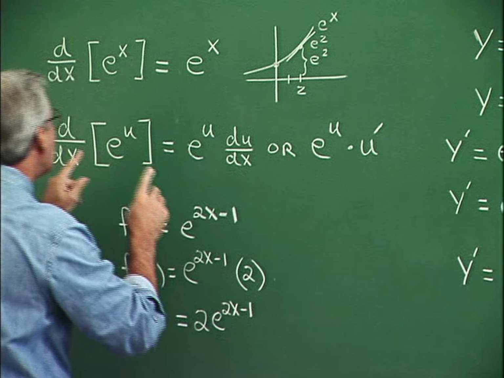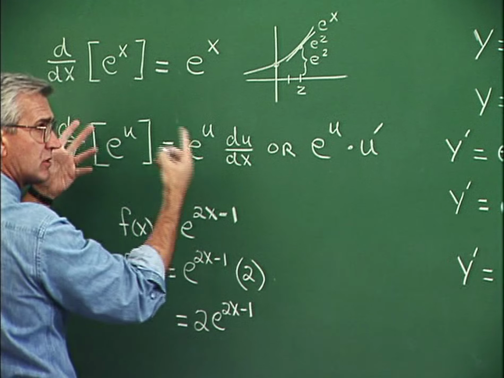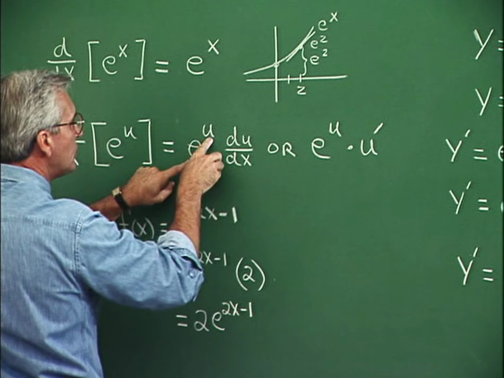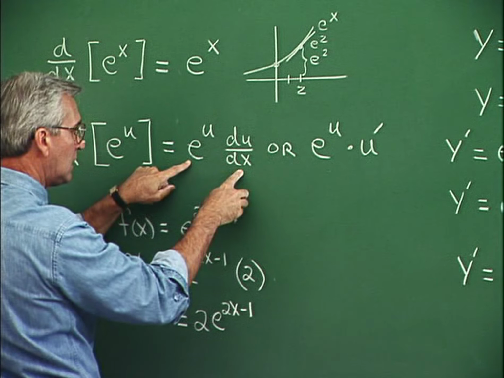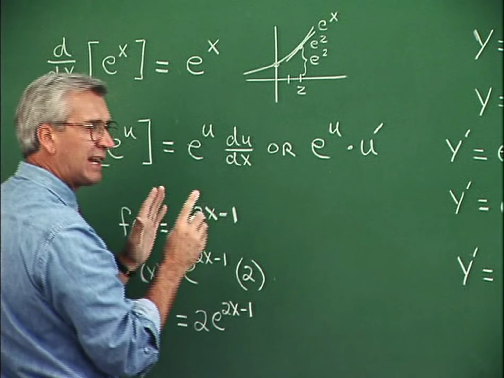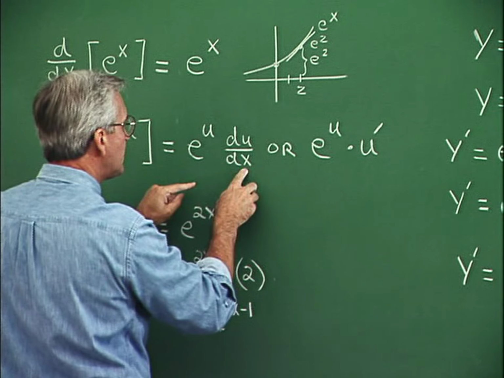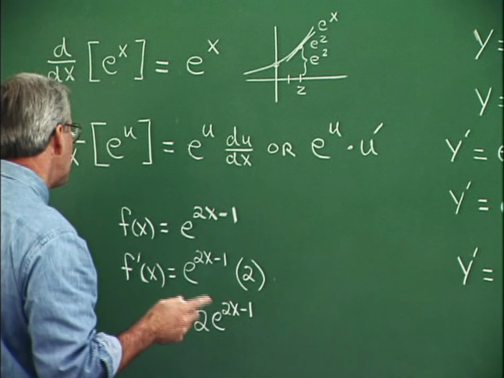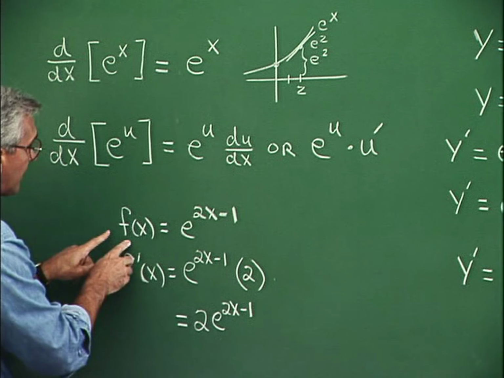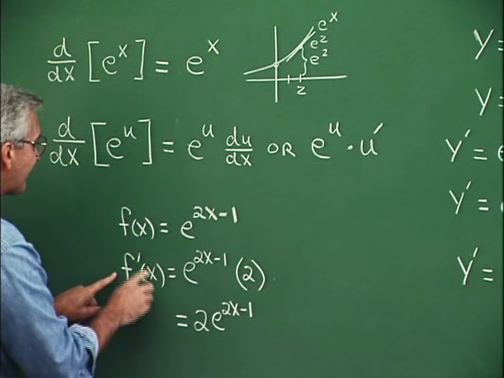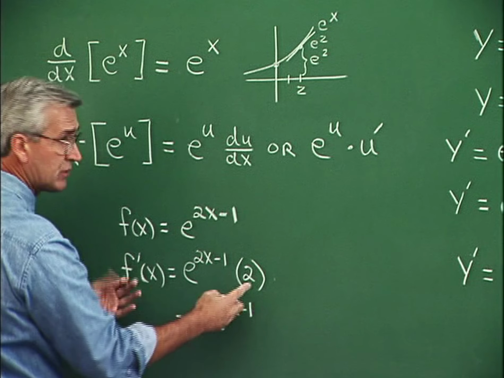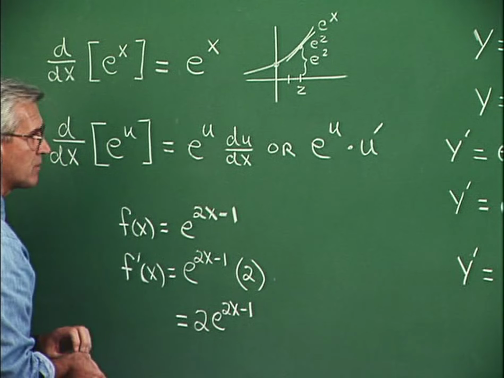Now if the exponent is not just simply x, if it's an expression that's a function of x, that is, it's e to the u, then the derivative is e to the u du dx, chain rule. Or I prefer a notation like this. The du dx is really u prime, so it's e to the u times u prime. So something like this would be real easy to calculate. If f of x is e to the 2x minus 1, then f prime of x is e to the 2x minus 1 times the derivative of the 2x minus 1, which is 2. So it's 2 times e to the 2x minus 1.